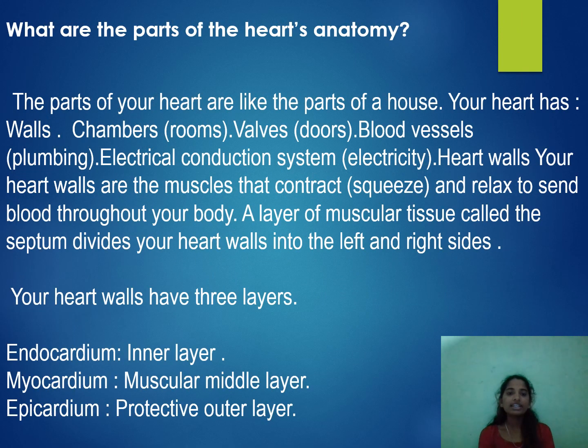If we move forward, let's see what are the parts of heart's anatomy. The parts of your heart are like the parts of a house. Your heart has walls, chambers, valves, blood vessels, and an electrical conduction system.